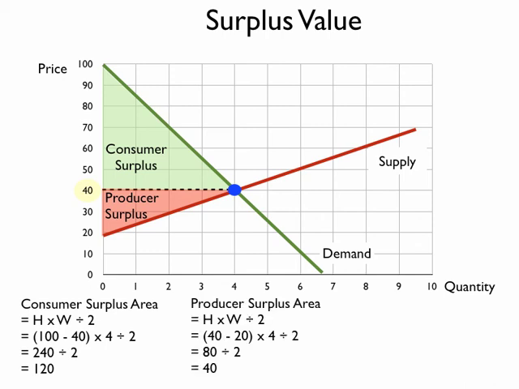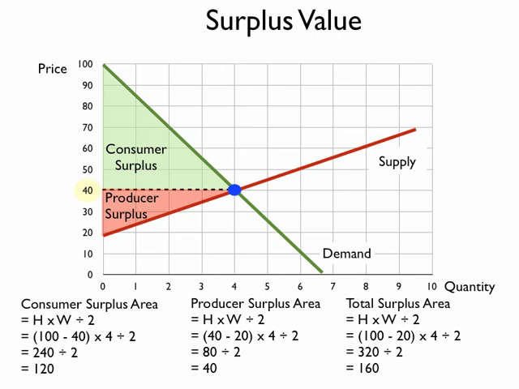Now, the producer surplus area, the same thing, the height times the width. In this case, it's 40 minus 20 times 4 divided by 2, or 80 divided by 2, or 40. The total surplus area, or the total economic surplus area then, would be 160, the height of 100 minus 20, the width of 4, and we divide that by 2, would be 160. Note, it's another way that we check our surplus areas for the producer and the consumer. Hopefully you see this.